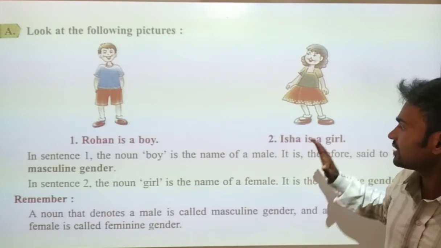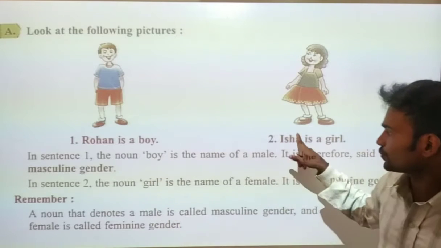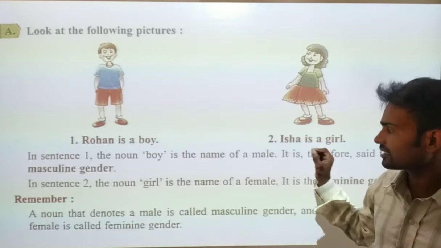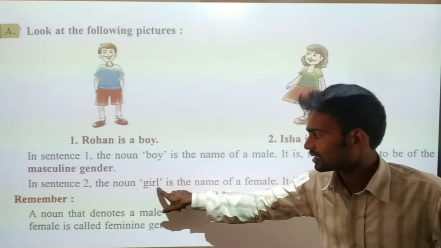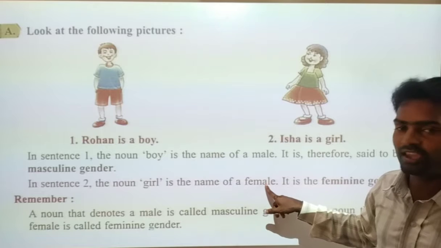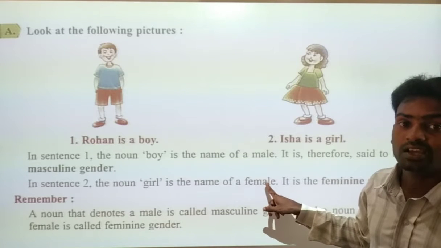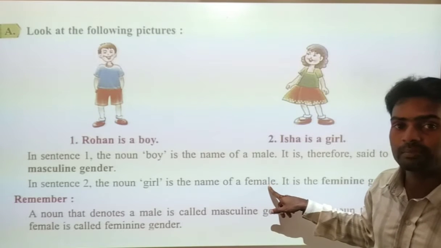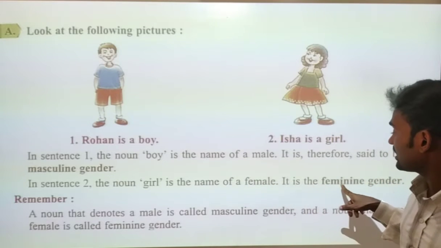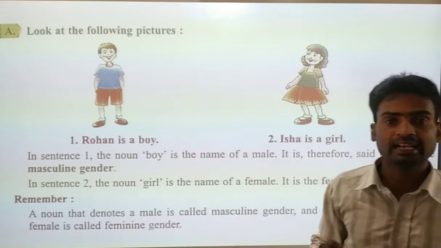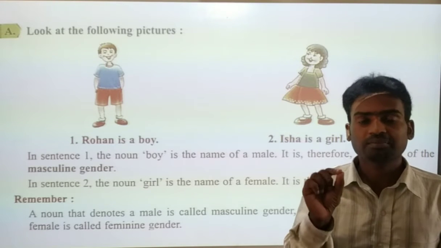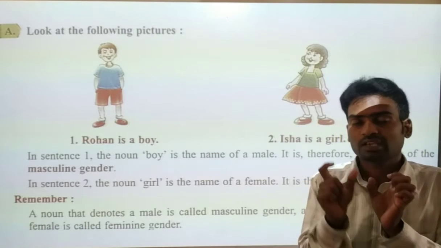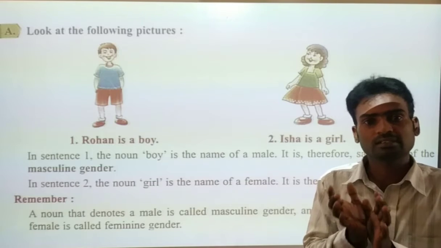Okay, and then we have in sentence two, Isha is a girl. What is that? Isha is a girl. The noun girl is the name of a female. Name of a female, girl. Right? Girl is a name of a female. It is the feminine gender. Feminine gender. We say feminine means feminine ladki. Ladki, we say feminine or girl in these words.